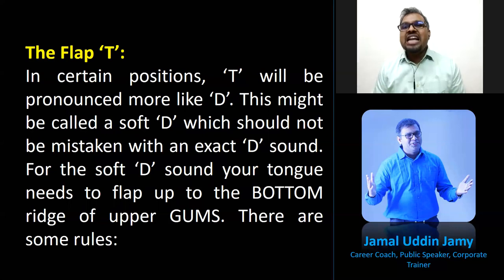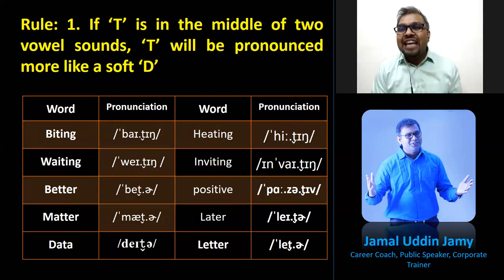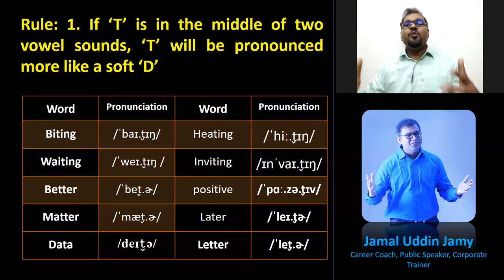Your tongue needs to flap up to the bottom ridge of your upper gums. There are some rules of pronouncing this. Let's learn the rules. Number one rule, if T is in the middle of two vowel sounds, T will be pronounced more like a soft D. Like T should be in between two vowel sounds, then T will be pronounced more like a D.